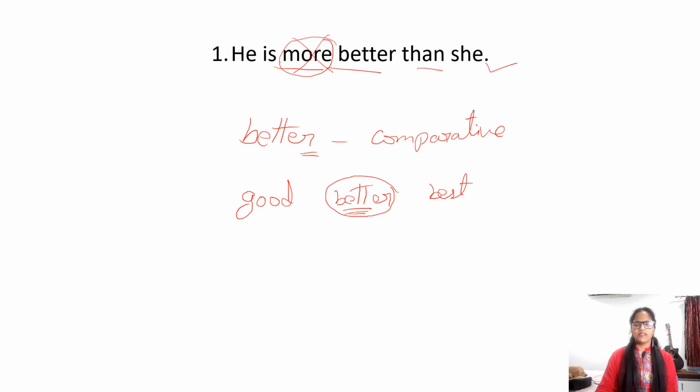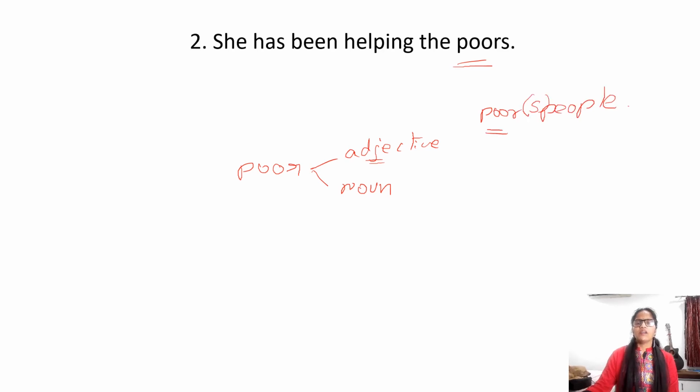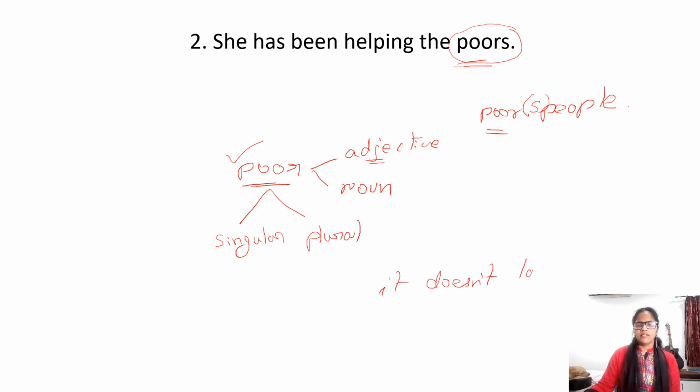Moving to the next question. She has been helping the poor. Poor is an adjective and it is a noun also. As an adjective, we can say poor boy or poor people. Now here, poor is given as a noun. Poor as a noun, both singular and plural, doesn't take the S form. So what is the correct answer? She has been helping the poor is the correct answer.